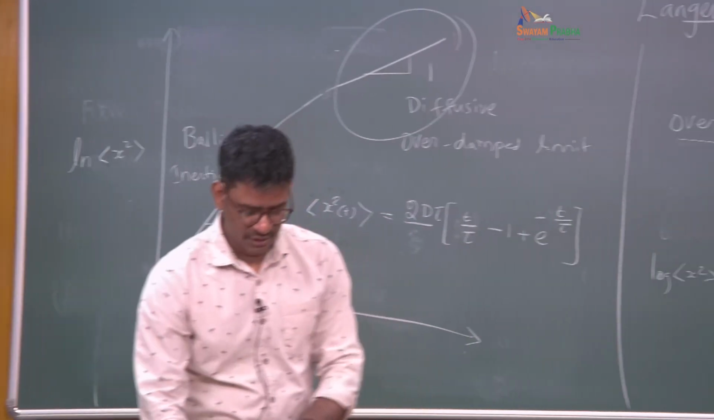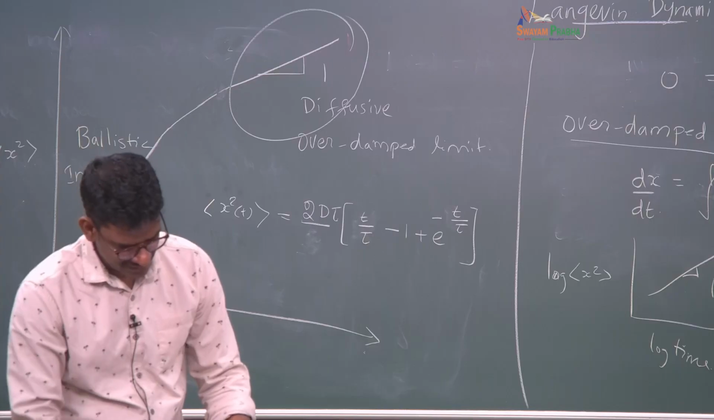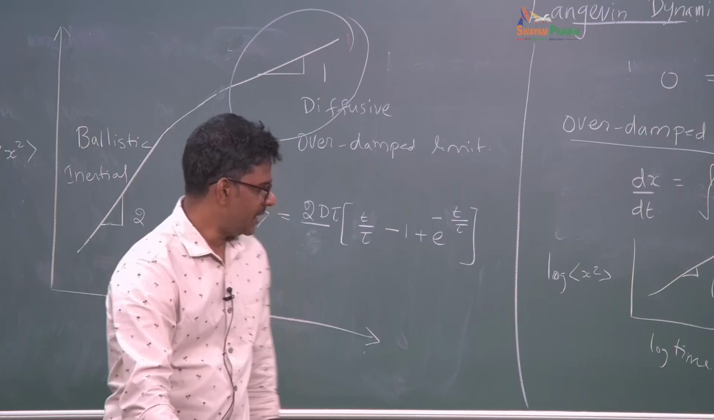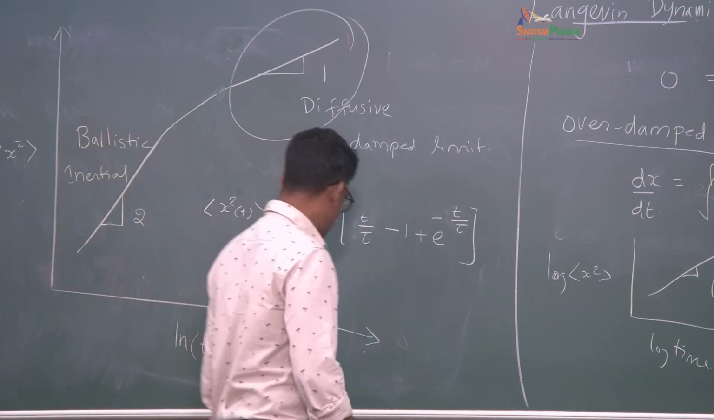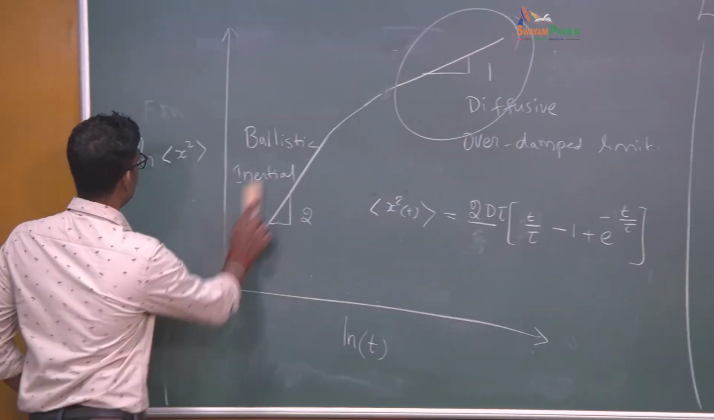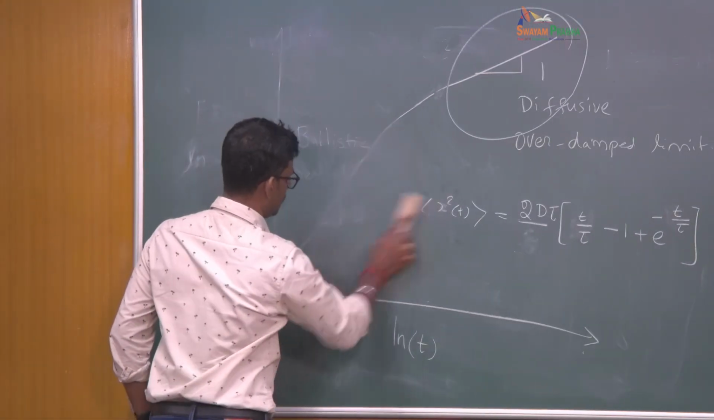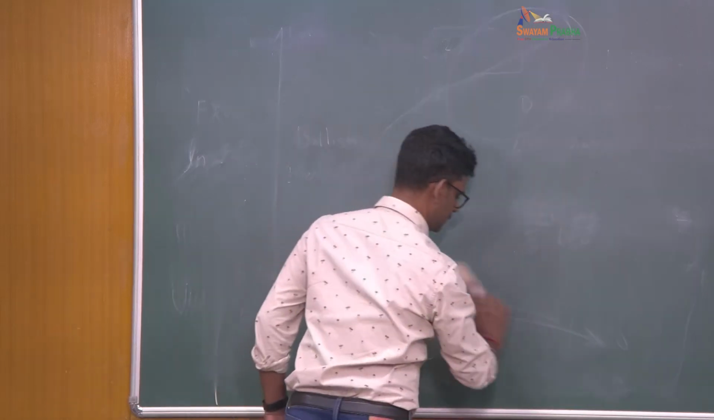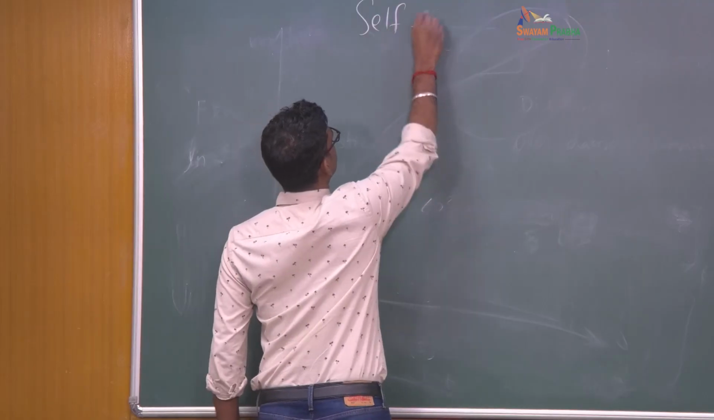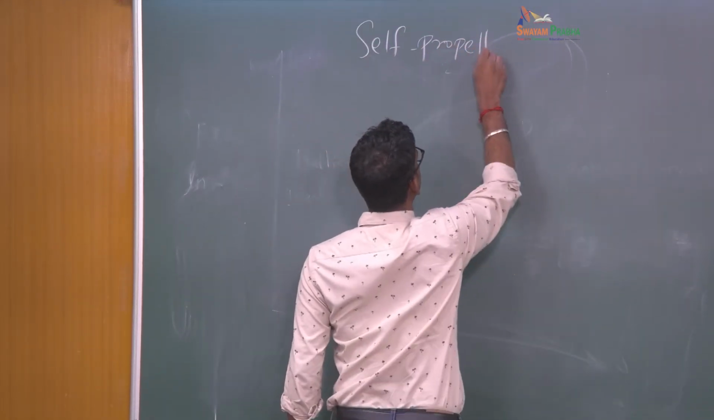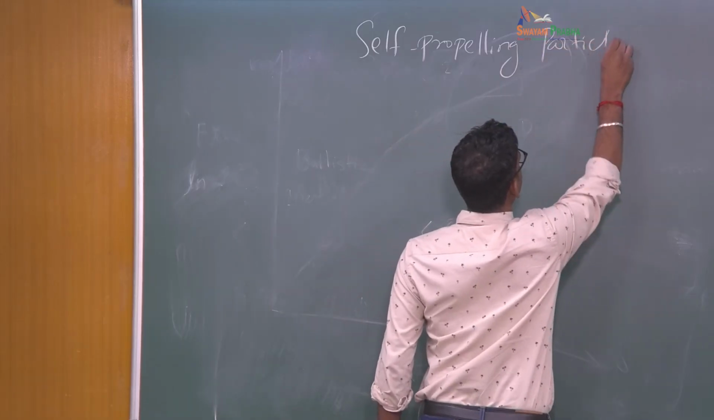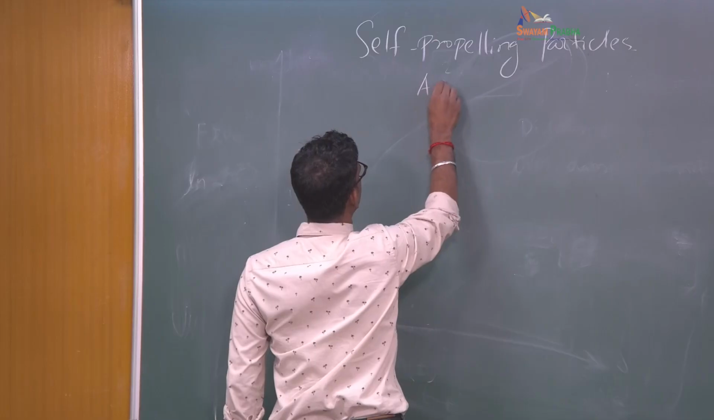So I'm going to give you one example. I'm going to talk about several other examples, but in view of time, I'm going to talk about one particular example, and this is a very active research field in which this Brownian dynamics or Langevin dynamics is very much used. So these are called self-propelling particles, or active particles.